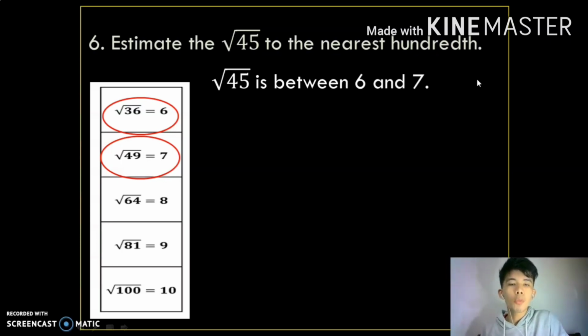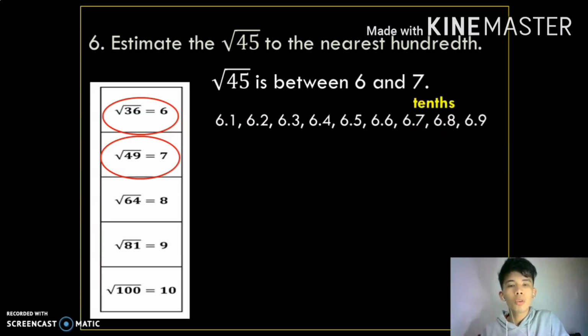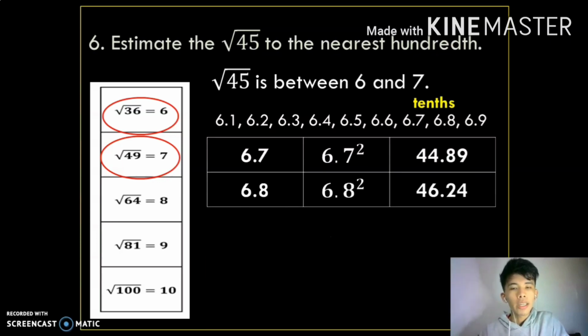So, what are the tenths? Tenths muna bago tayo pumunta sa hundredths. What are the decimal numbers to the nearest tenths between 6 and 7? I have here 6.1, 6.2, 6.3, up to 6.9. Sila yung mga tenths. Kapag isa lang yung number after the decimal point, yan ang nearest tenths. Alin kaya diyan ang i-square ko para madali kong mahanap si 45? Ang ginamit ko dito is 6.7 and 6.8 muna. 6.7 squared is 44.89. Then, 6.8 squared is 46.24.